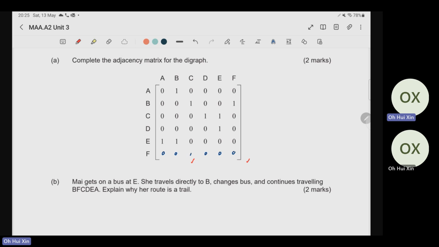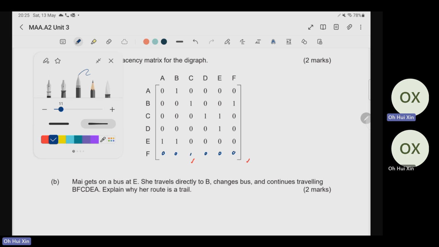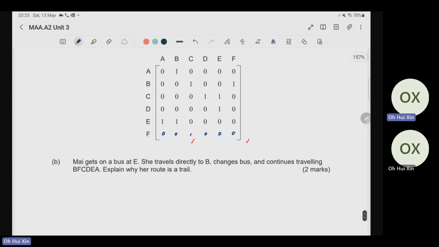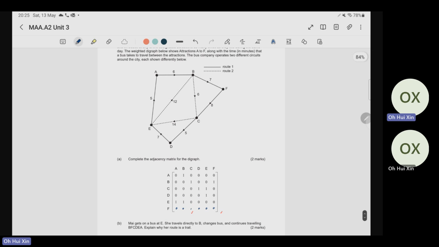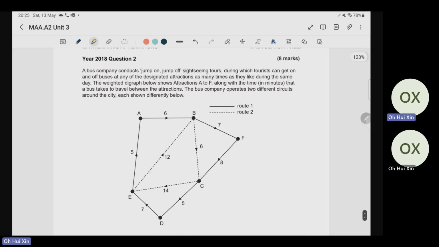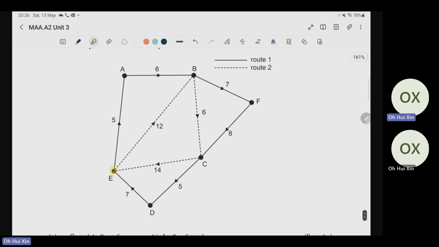Mai gets on the bus at E, so she travels directly to B, changes bus, and continues traveling for B, F, C, D, E, A. The easiest way is to draft the path that she actually goes through. She gets on the bus at E, so this is where she is. Then she travels directly to B, so this is the path that she takes. After that, she continues traveling B, F, C, D, and then E, and then goes to A.